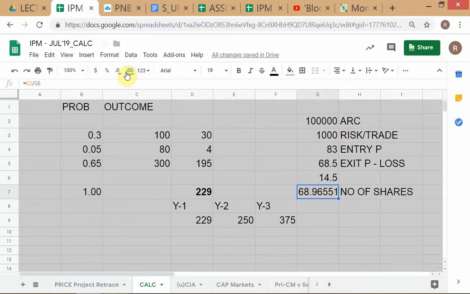Is everyone following this? Let's look at the decimals. Obviously, it means you have to buy only 68. Is everyone following this logic? If you do the calculation once again, if you lose 14.5 per share and you have invested in 68.97 shares, your total loss will be 1,000. Is this clear? Mehak, are you clear now how you arrive at that number?